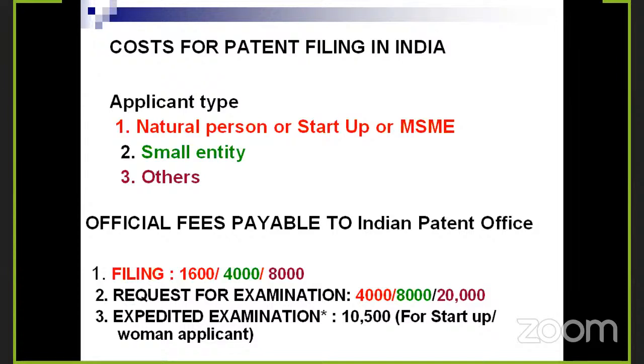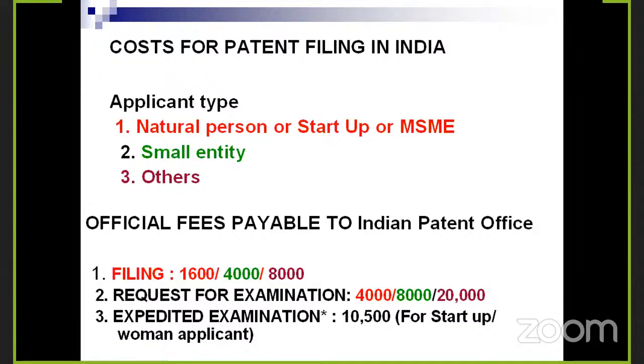Segregates applicants into 3 different types. The first is individuals or startups or MSMEs. This is one type of applicant that the Patent Office recognizes. The second is your smaller companies, and the bigger public limited companies fall under the others category.